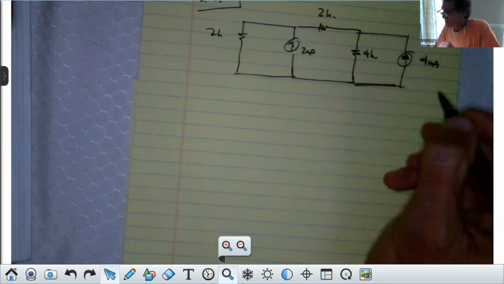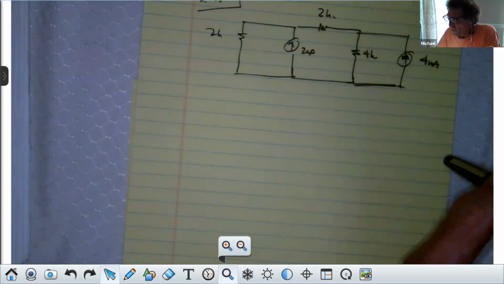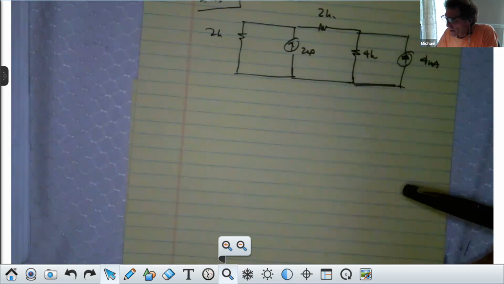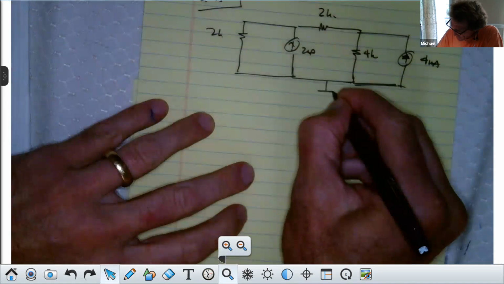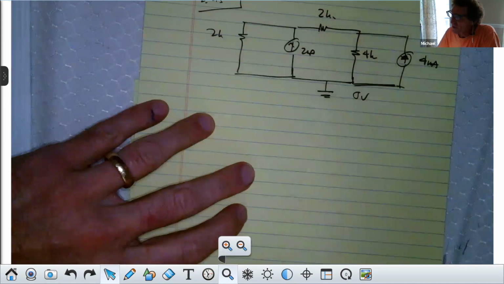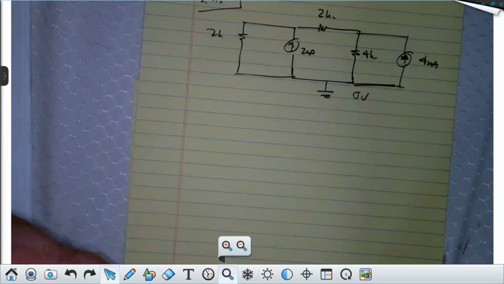Now, it says use nodal analysis. Here's Baginski's rule and Irwin's rule. Unless they say otherwise, use nodal analysis. So first thing we do is ground that bottom one. That's 0 volts. There's the first thing. Everybody got that? How do you know that you have to ground it?